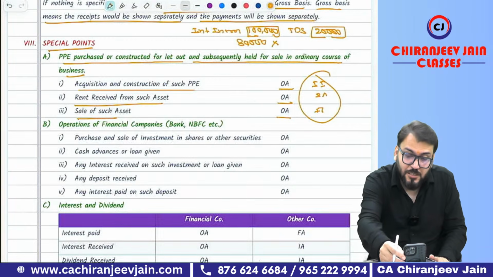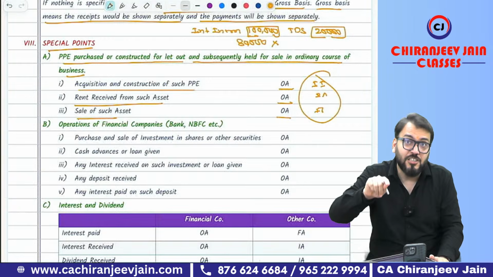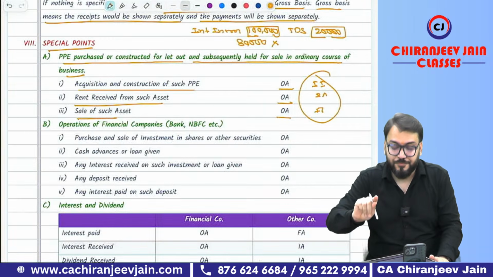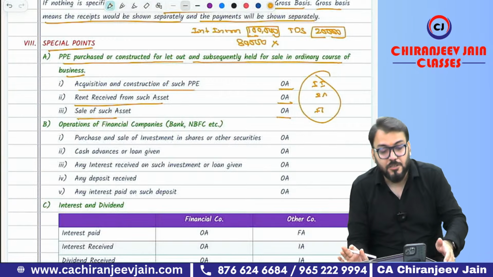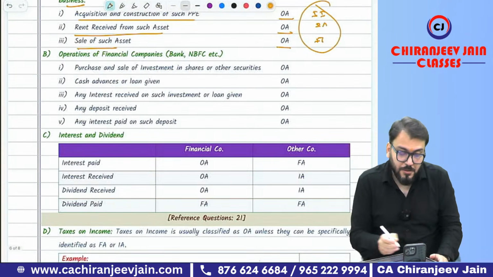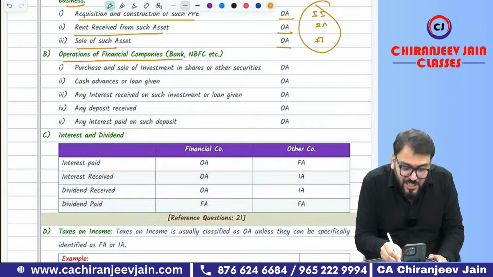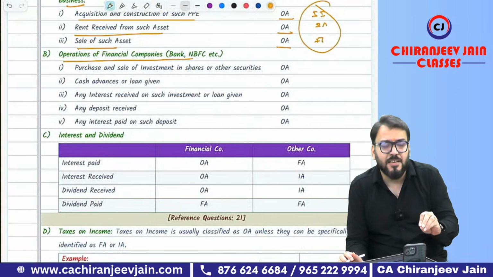Understood whatever I am saying? This is a special point: any property purchased or constructed, or let out initially and subsequently held for sale in the ordinary course of business. Got this point? Till now it has not been asked in the exam. Then operations of a financial company, banking company, NBFC, non-banking financial company, etc.